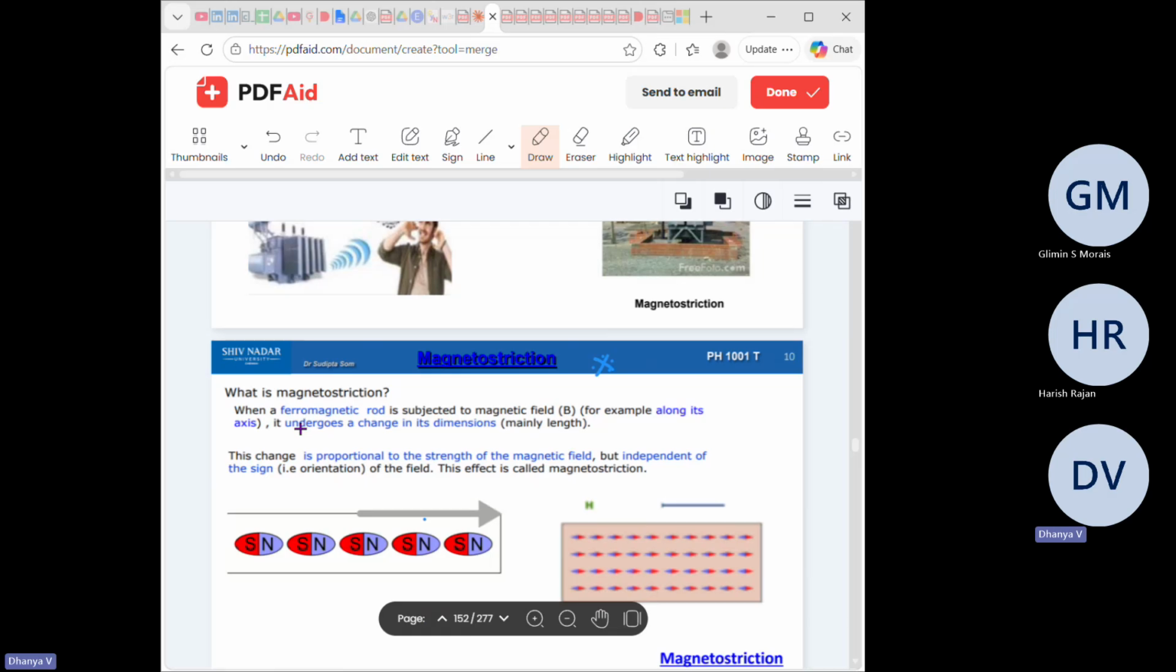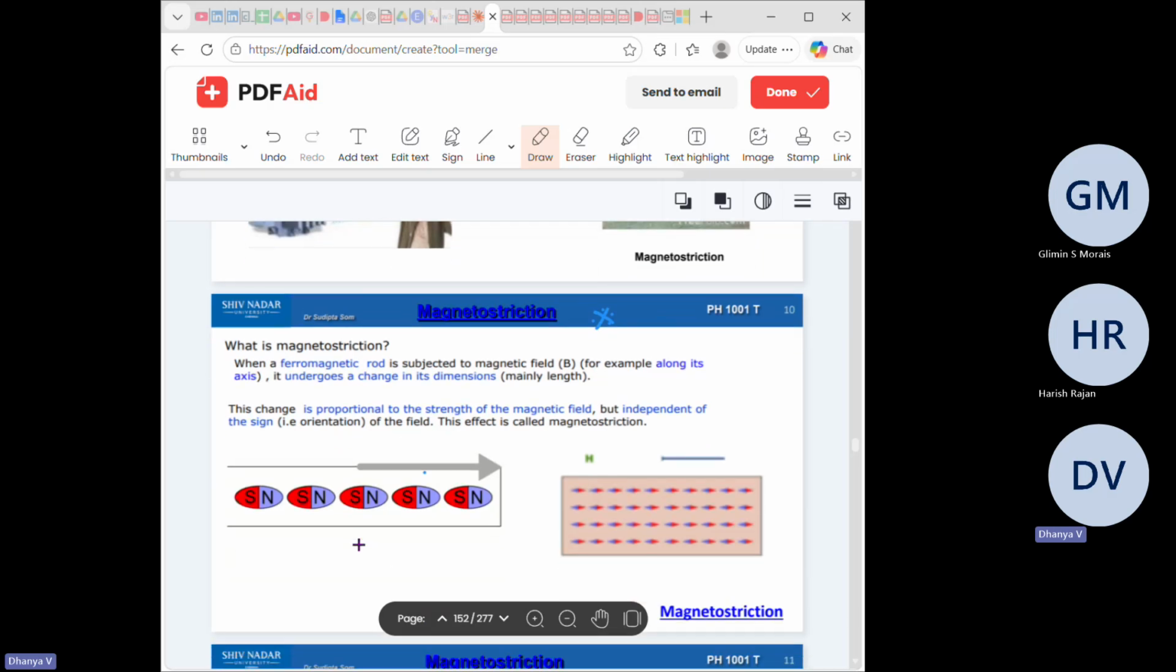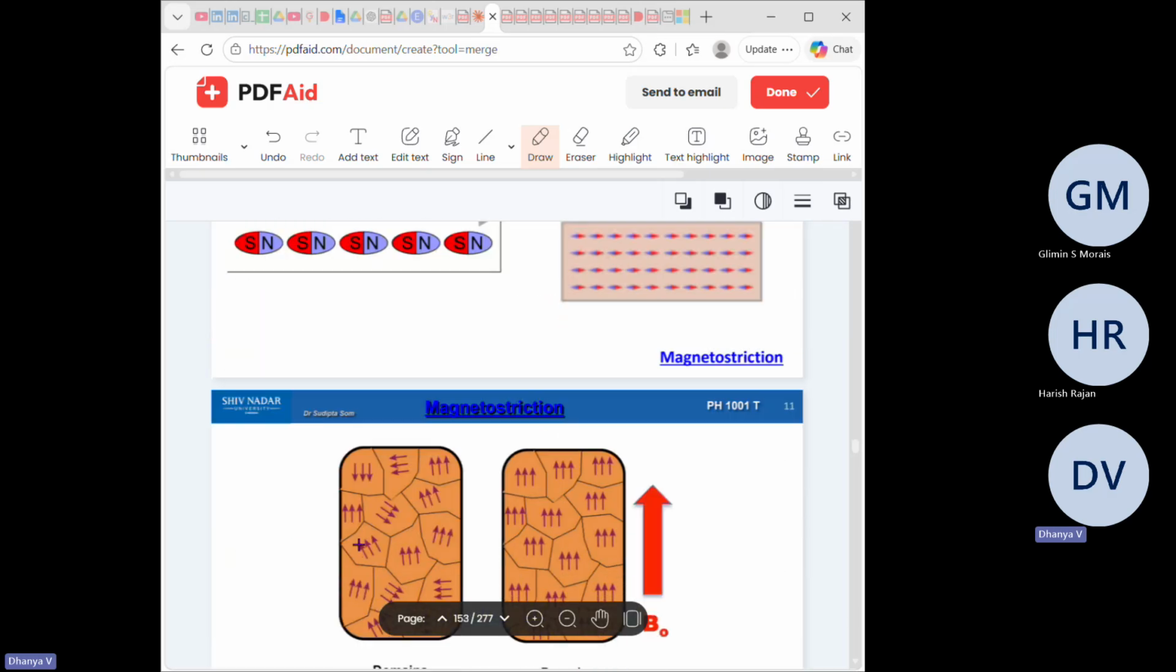So it undergoes a change in the dimension. You just need to know what is what, so that you can write it on your own also. When a ferromagnetic rod is put into a magnetic field, it undergoes a change in dimension, mainly the length. So the length increases. This change is proportional to the strength of the magnetic field, and it is independent of the orientation or the sign, whether it's north or south, that doesn't matter. This is called magnetostriction.